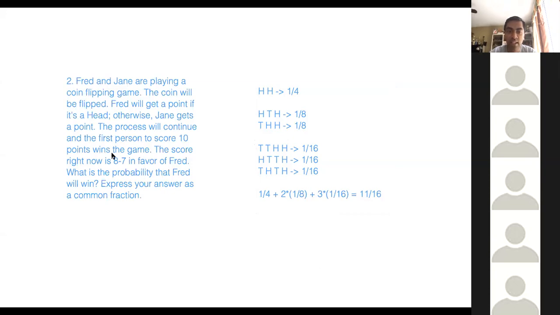And so basically the key idea here was to find all the sequences that would lead to Fred winning, which is anything that would lead to a score of 10 with Fred without Jane reaching 10 before that. So that could be a sequence of length 2, 3, or 4, and then adding up the probabilities of all of these sequences happening.